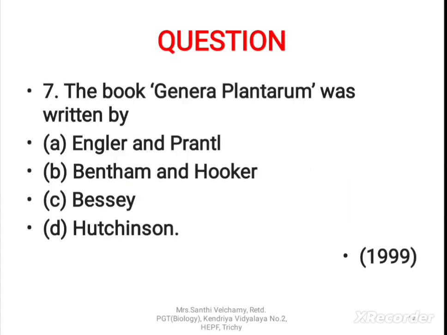Then the seventh question, the book Genera Plantarum was written by A, B, C, D. Here four authors are given. The correct answer is Bentham and Hooker. That is the correct answer.